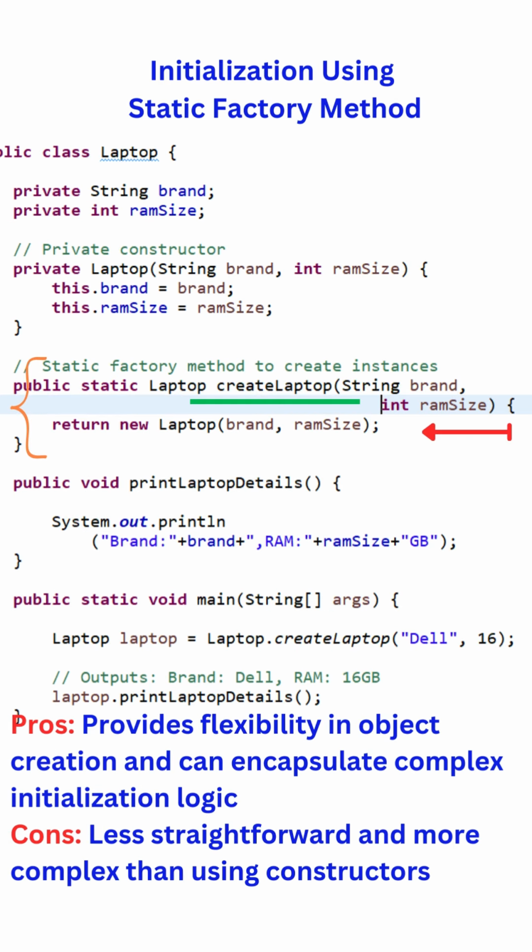The last one is initialization using static factory method. It involves using a static method, often named create or get instance, to initialize and return an instance of a class. This approach provides flexibility over direct constructor calls, allowing custom logic before object creation. Pros: provides flexibility in object creation and can encapsulate complex initialization logic. Cons: less straightforward and more complex than using constructors.